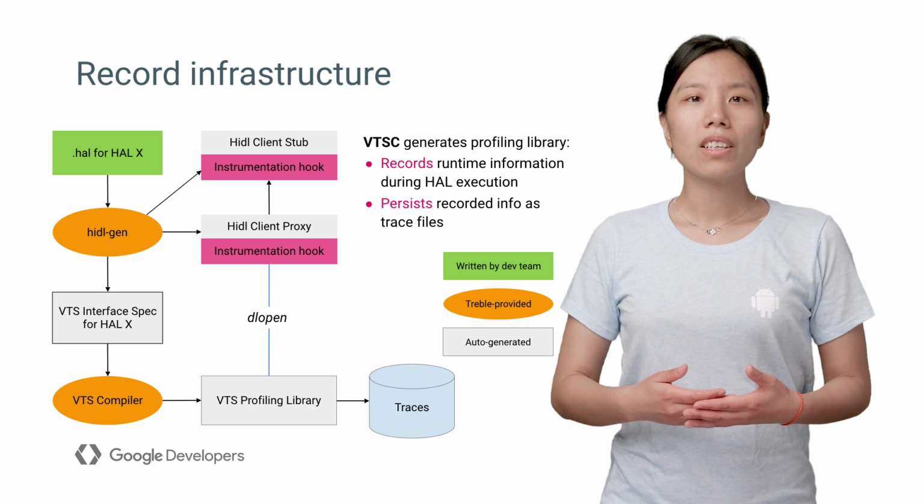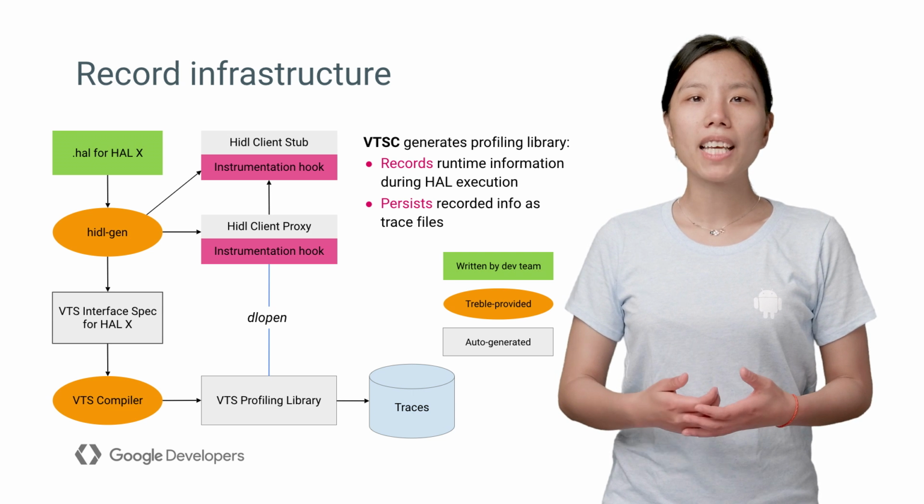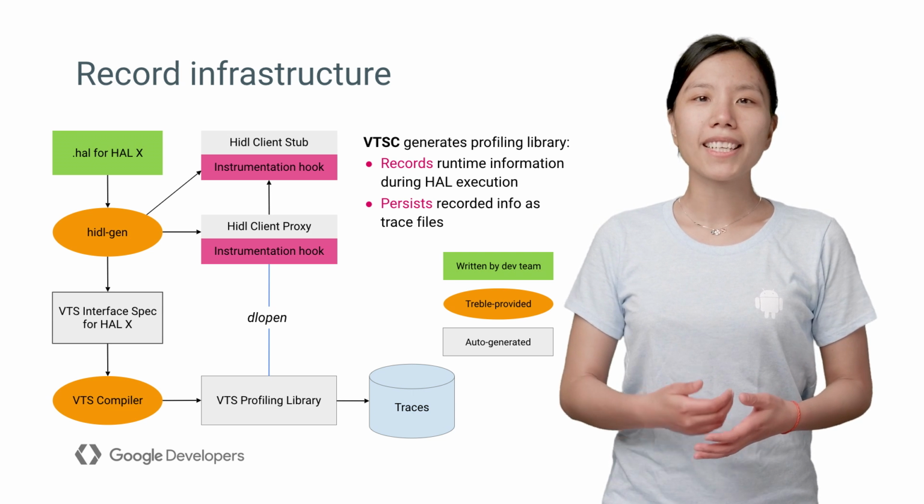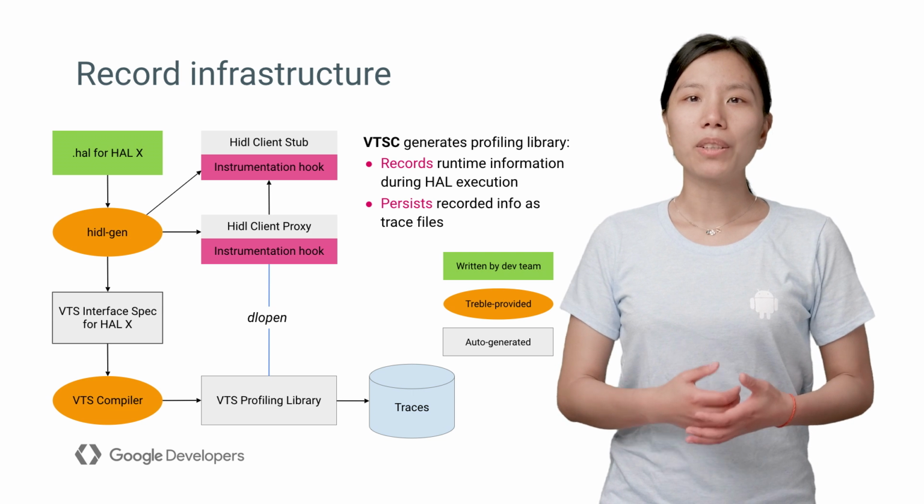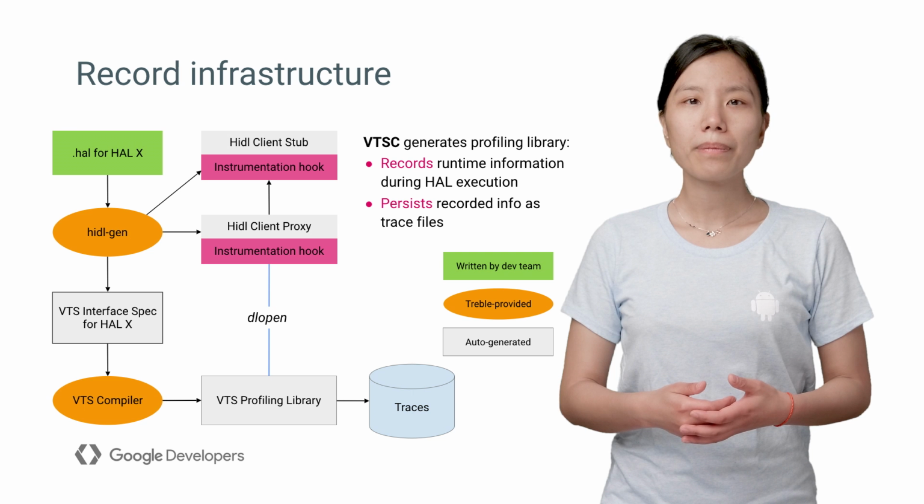The instrumentation code will be triggered during the entry and exit of any API calls on both the client and the server side, and could be turned on and off based on system property.